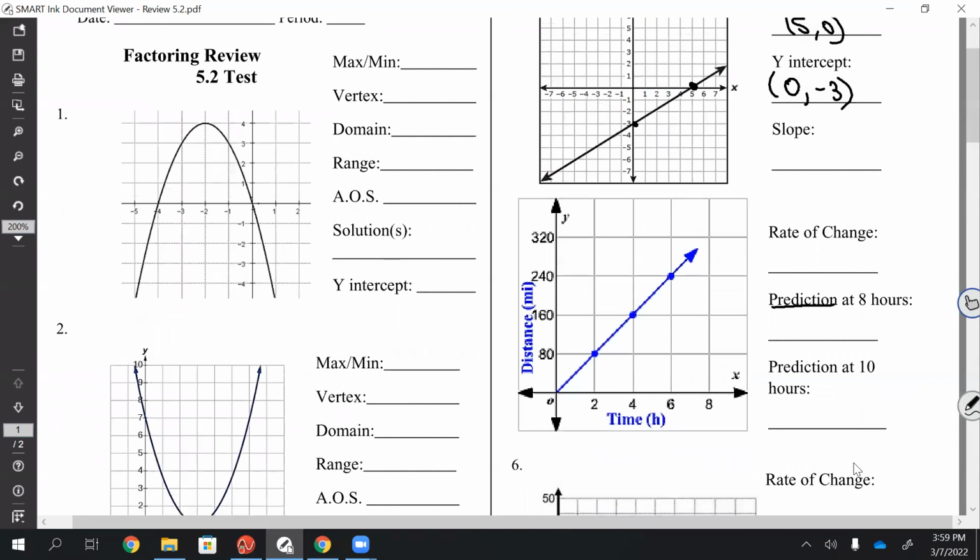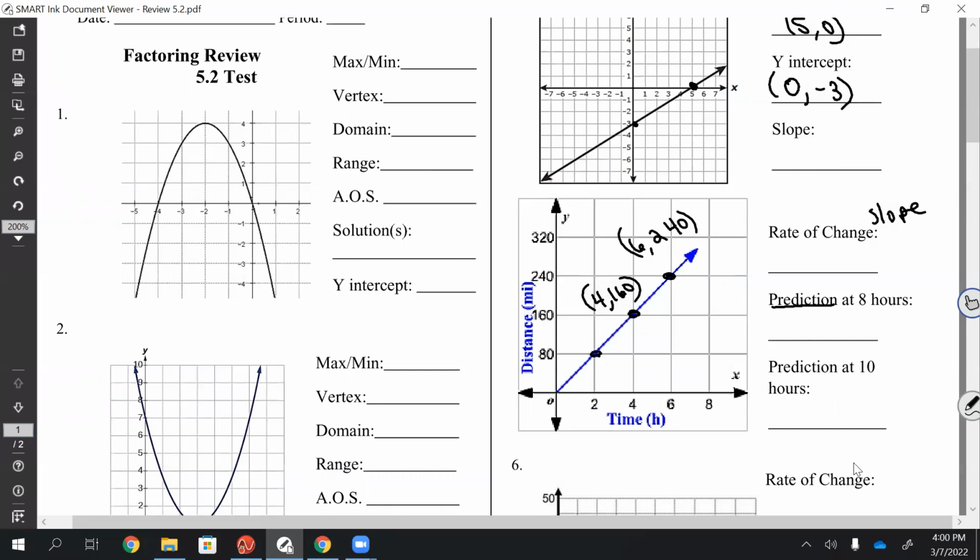So in this one here, again, to get your rate of change or your slope, you need 2 points from your graph. They were nice and they give us 3. So we just have to use 2 of them. It doesn't matter which 2 you use. You just have to use 2. So the first one here is 4 and 160. And then another one could be 6 and 240.